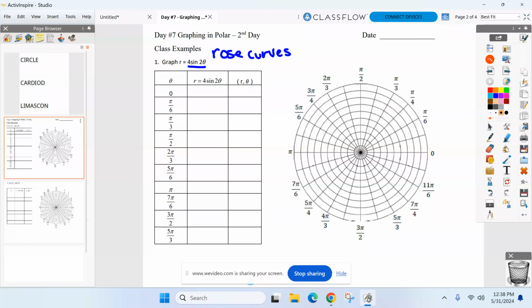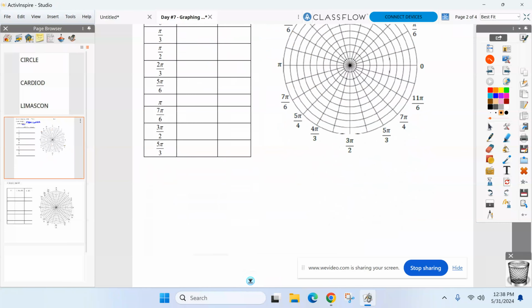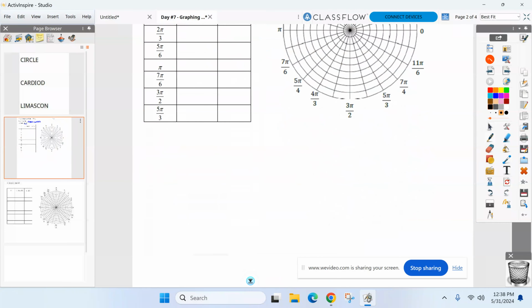The table will not help us. I won't go into a 10-minute explanation why, but if you filled out the table and started graphing the points, you'd be like, how in the world does that look like what's on my graph? It wouldn't. So I need a different technique to show you. There are 3 things you need to find before you graph these rose curves.